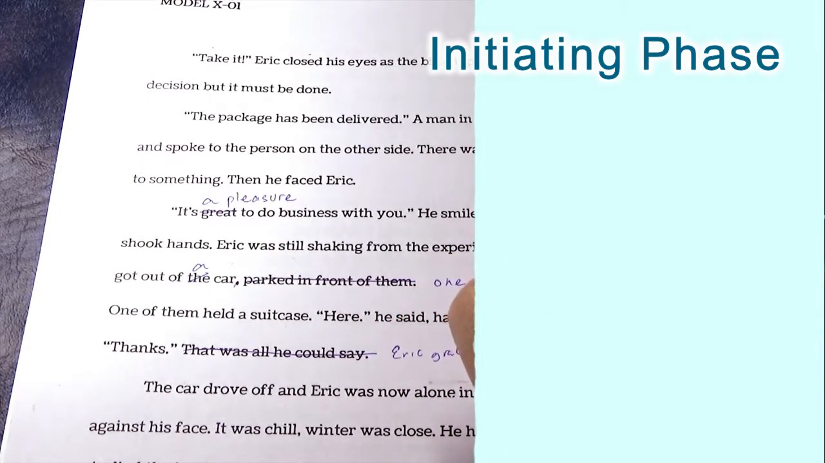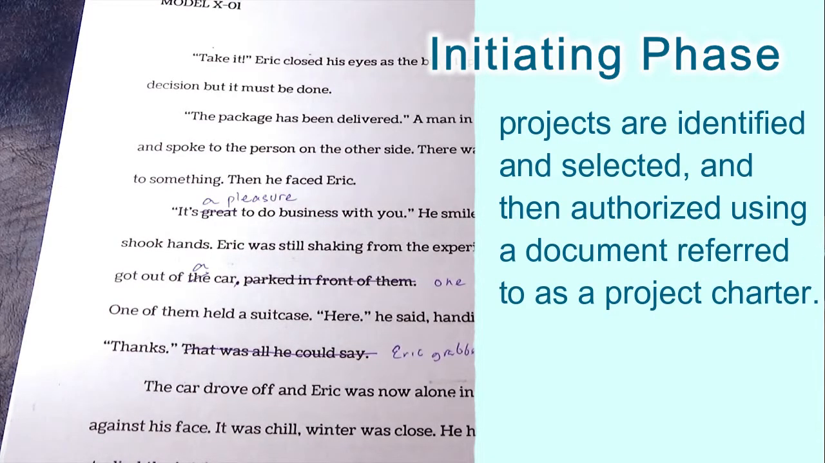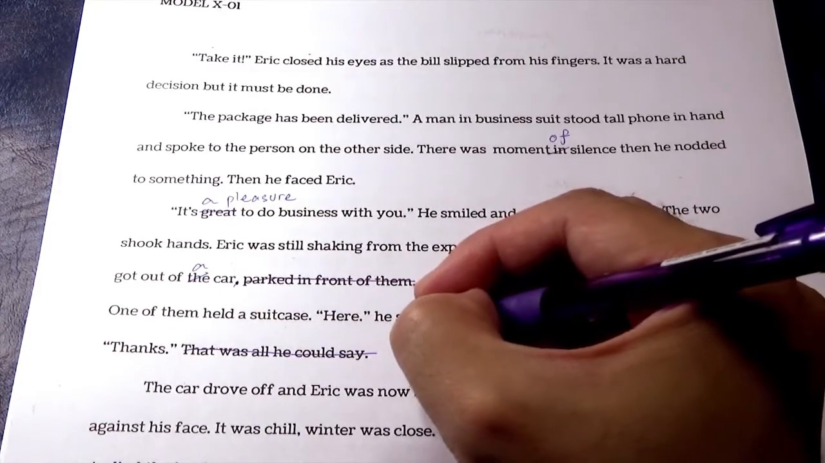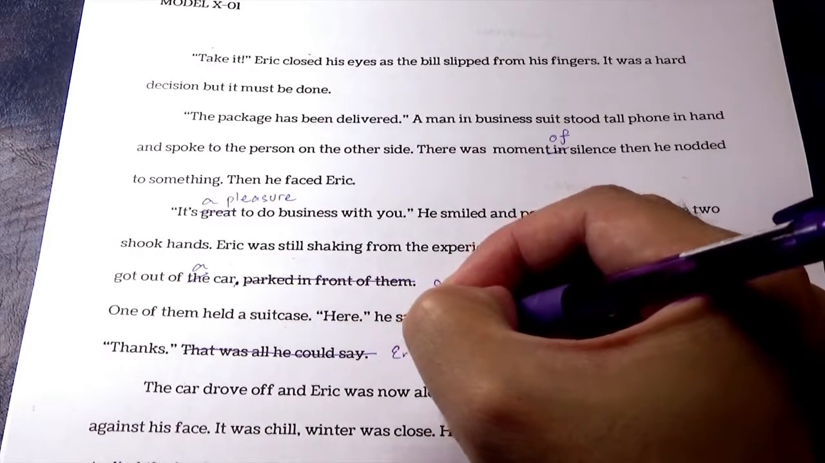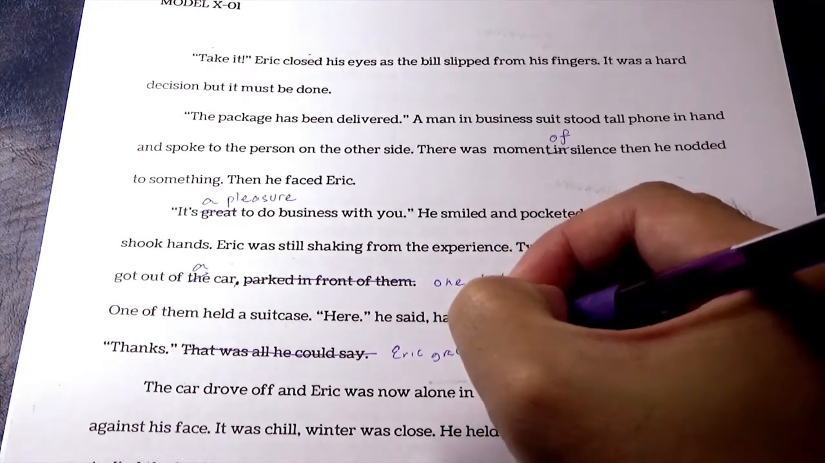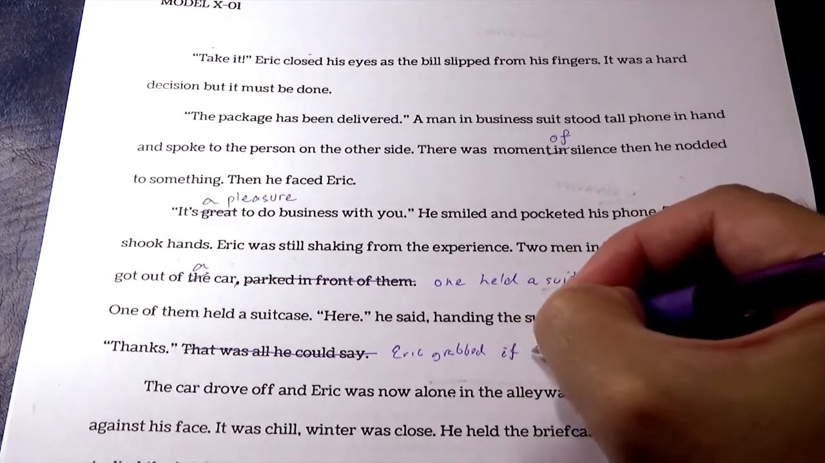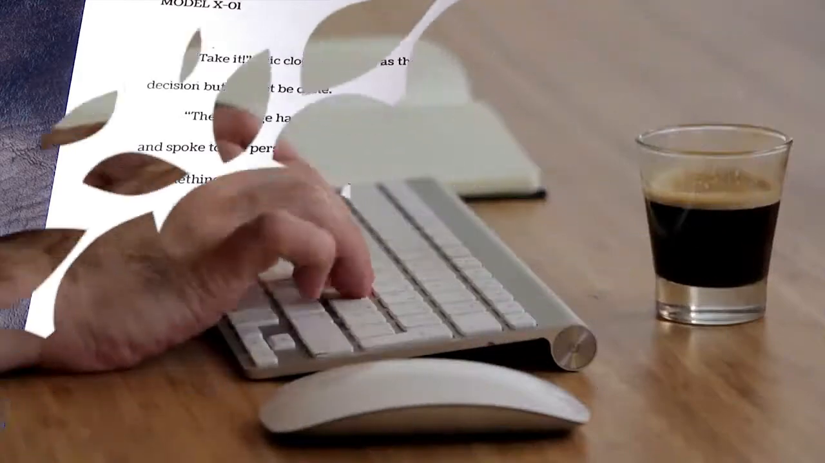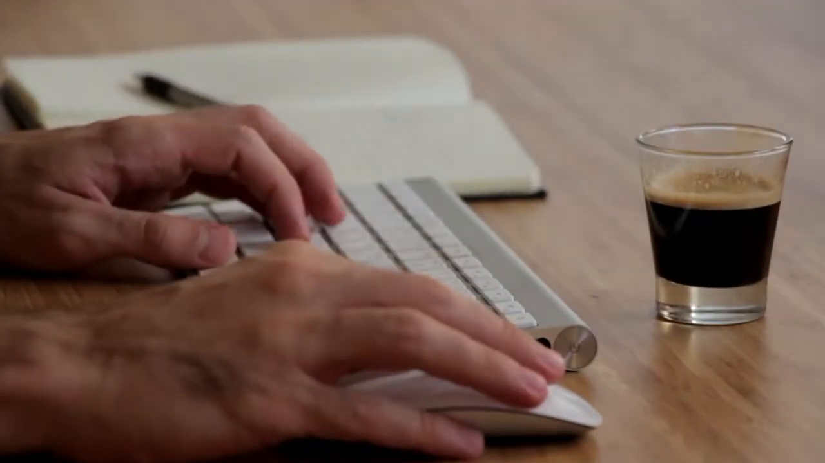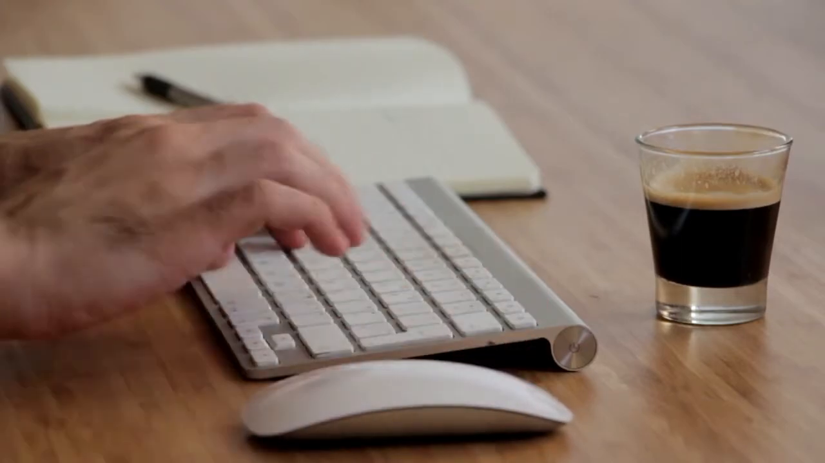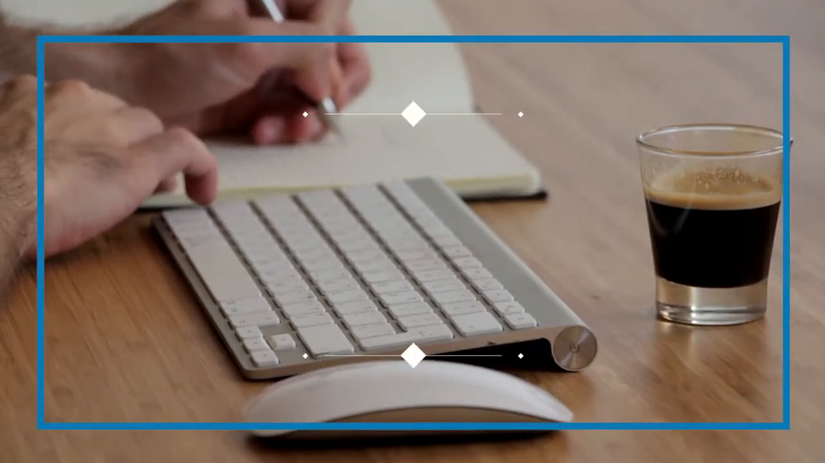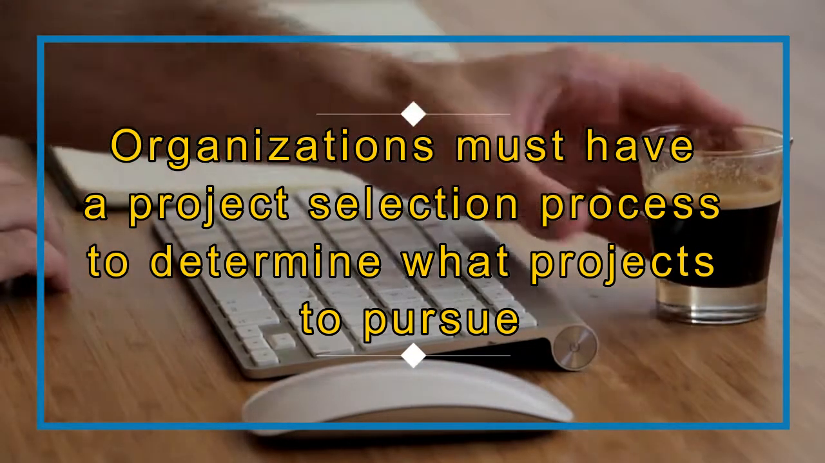Initiating phase. In the initiating phase, projects are identified and selected, and then authorized using a document referred to as a project charter. The first phase of the project life cycle involves the identification of a need, problem, or opportunity and can result in the sponsors authorizing a project to address the identified need or solve the problem. It may take several months to identify the need, gather data, and define the project objective. It is important to define the right need. Needs are often defined as part of an organization's strategic planning process. Organizations must have a project selection process to determine what projects to pursue.